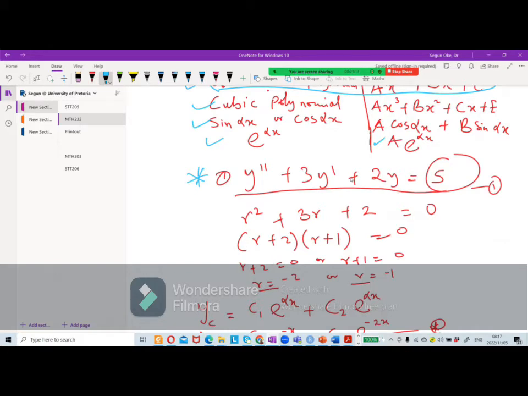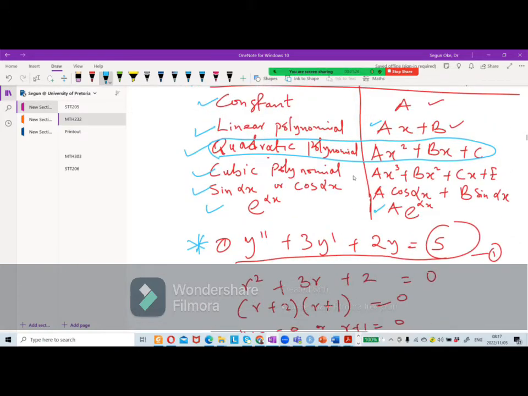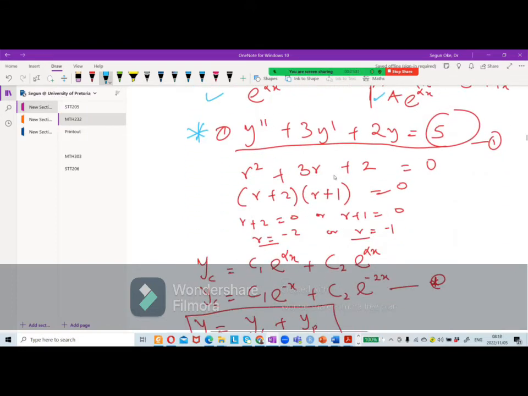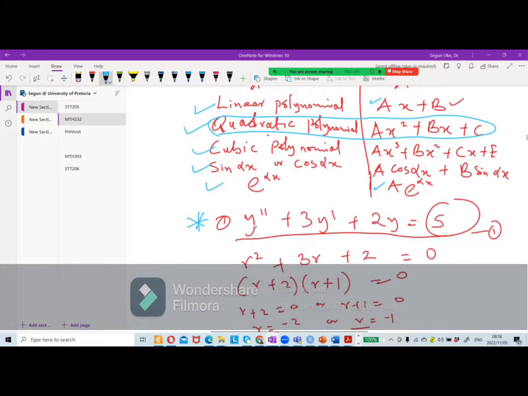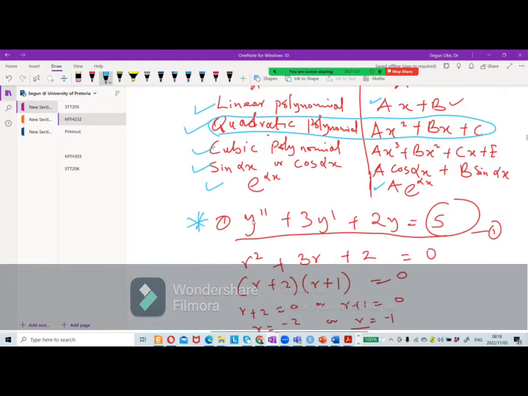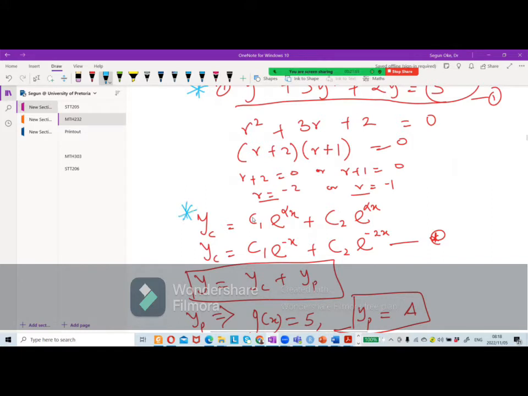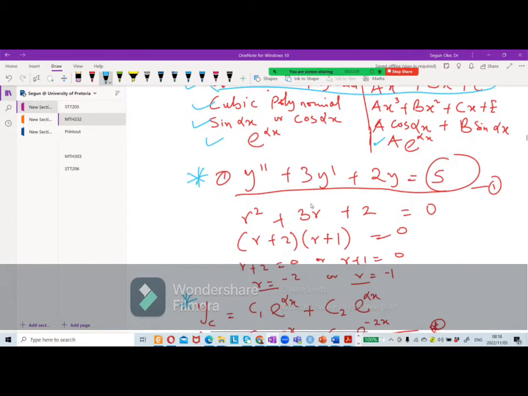5. It's 5. What is our a in this case? 1. What is our b? Plus 3. What is our c? Plus 2. Now that you have a, b and c, you don't need anybody to tell you what to do. By the time you get your y complementary, how do I get my y complementary? Now that I have these two, who can tell me how do I get to this point? How do I get to the y complementary? You solve the auxiliary equation. Yes.